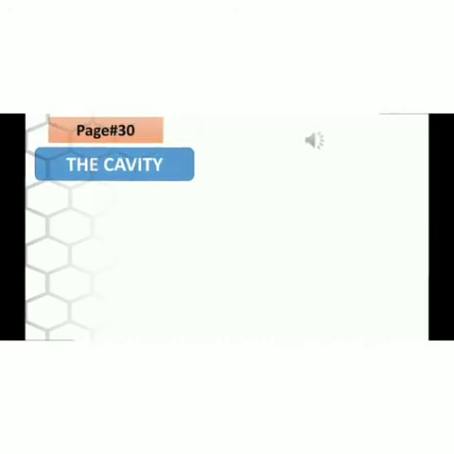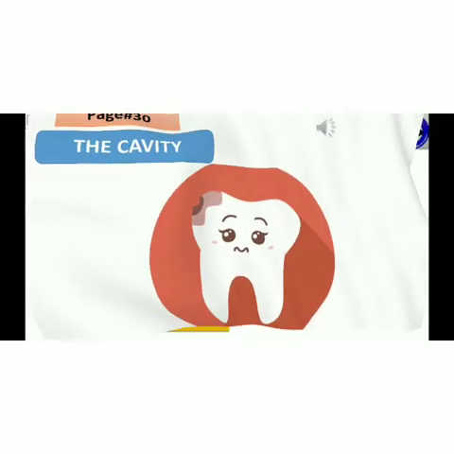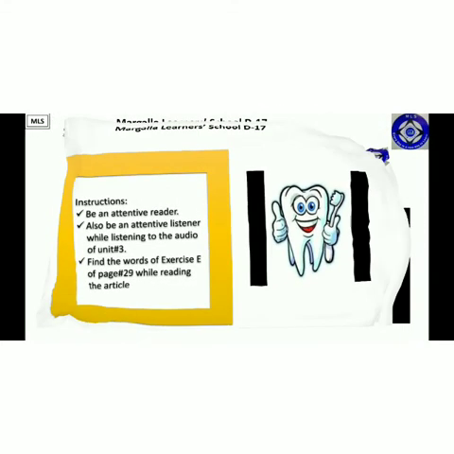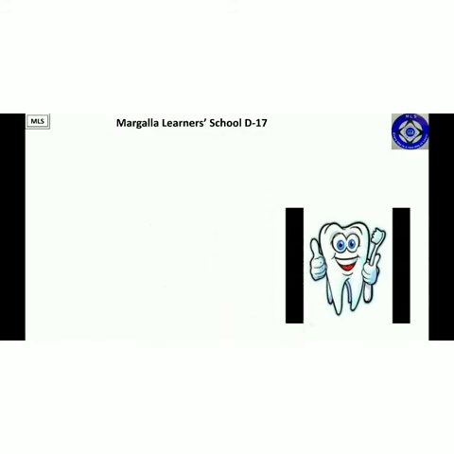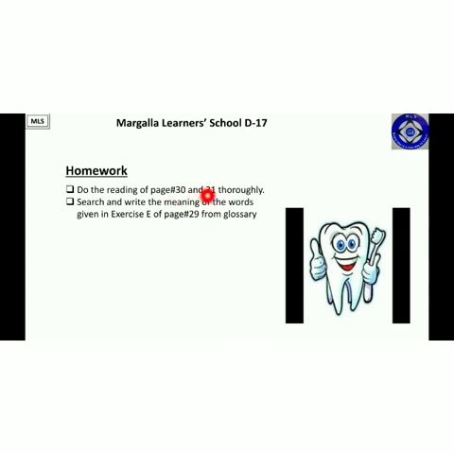So my dear students, we listened to the audio. I hope that you have read along with the narrator from your books. What you had to do during the reading was also search the words of page number 29 and encircle them. I hope that you have also done that activity. So your homework is that you have to do the reading of page number 30 and 31 thoroughly. You would have to read these pages again.